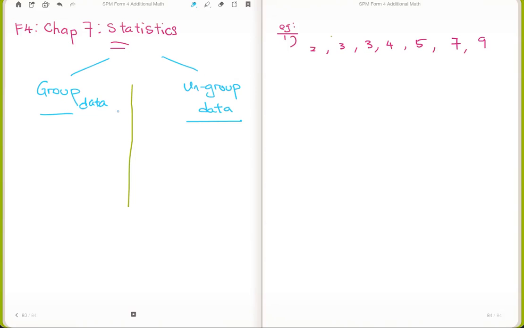Here, the two sets of data will have something in common. For ungroup data, one should be able to look for the mean, the average, and the mean symbol would be the X with a bar on top. It's called a mean. For the mean, the equation would be the sum, the symbol, of all the X divided by the total number.